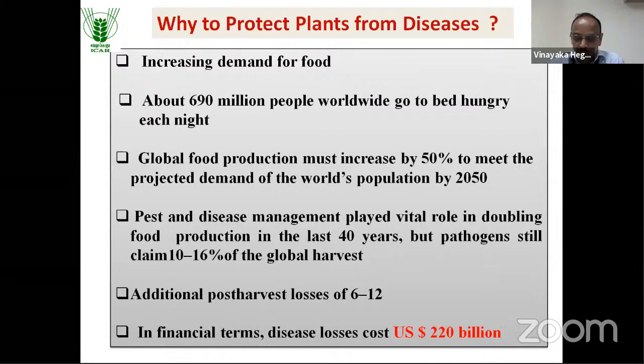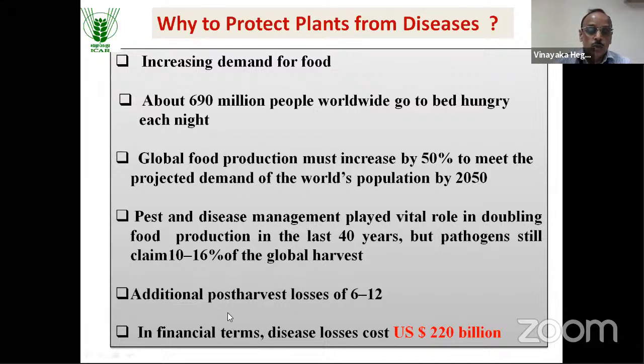So first, why do we have to protect from diseases? Is it really necessary? As you know, there is an increasing demand for food, and global food production must increase by 50% by 2050. Though pest and disease management played a role in doubling food production over the last 40 years, pathogens still cause around 10 to 16% global harvest loss. It varies by year; for some crops it may go up to even 50% or 100% loss. But on average, around 10 to 16% every year we are losing because of diseases.